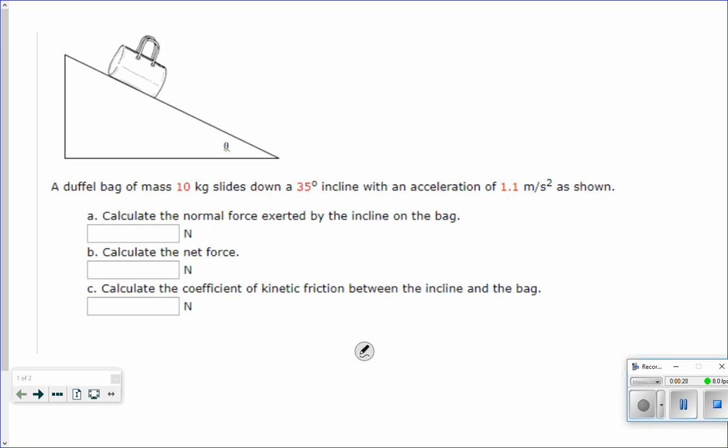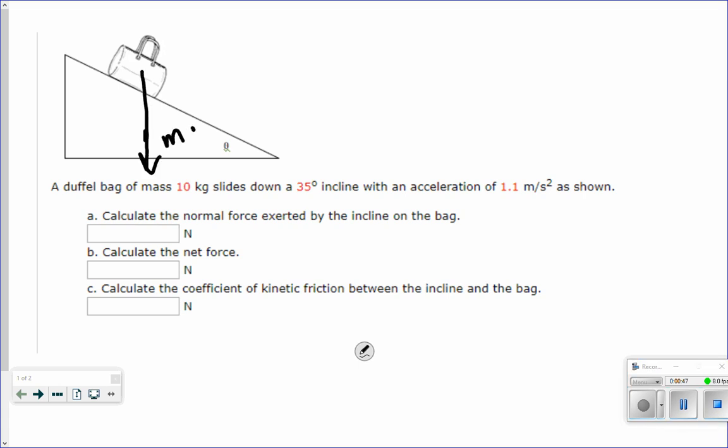So really critical would be a good free body diagram. And we're going to start obviously with the object on the incline, and that would give us some help when it comes to knowing what we're doing here. So let's begin.